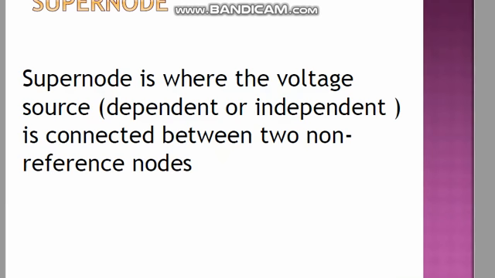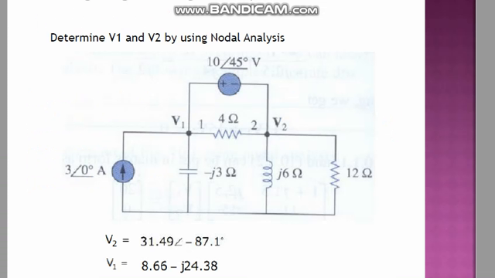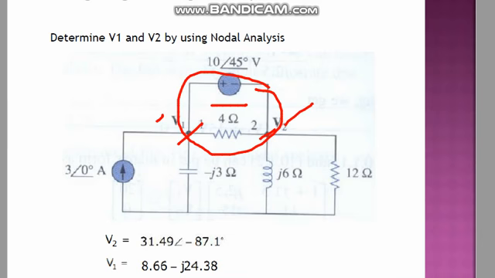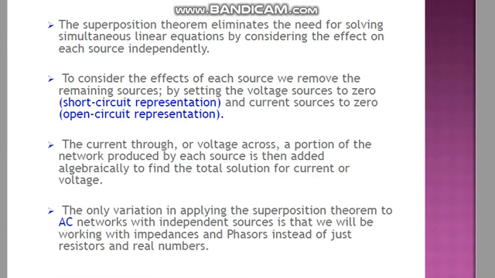Now the supernode. A supernode is where a voltage source is connected between two non-reference nodes. That is the important part. While you are solving with a supernode, you can find two nodes with a source between them, between the two nodes. So that will be a supernode. In that case, that will be diminished, and you have to calculate it from here. I have also given you some knowledge about it in previous slides or previous lessons.